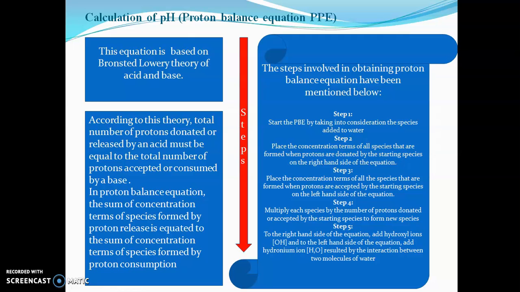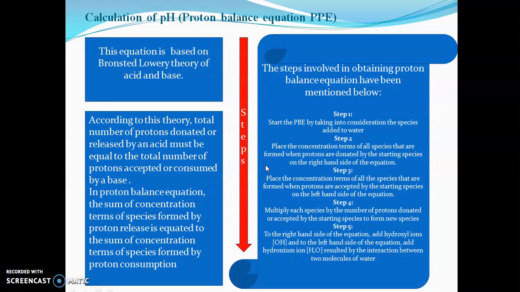In step third, place the concentration terms of all the species that are formed when protons are accepted by the starting species on the left hand side of the equation. In fourth step, multiply each species by the number of protons donated or accepted by a starting species to form the new species. And step fifth, on the right hand side of the equation add the hydroxyl ion, and on the left hand side of the equation add hydronium ion, which results from the interaction between two molecules of water.